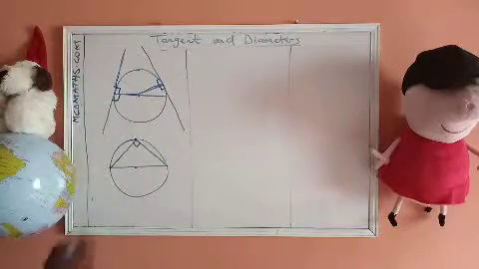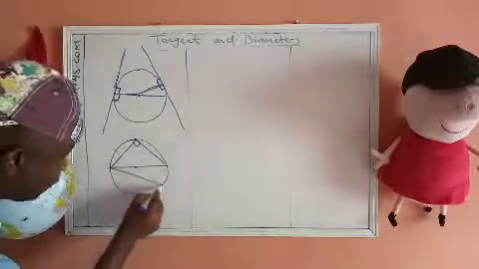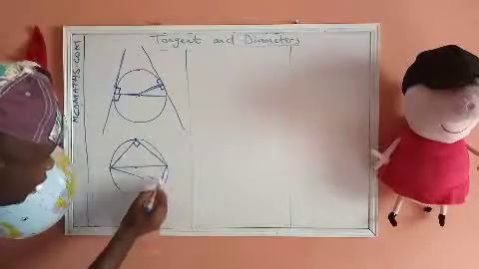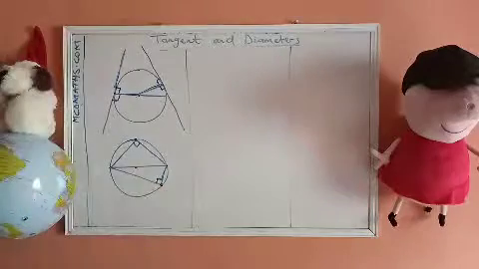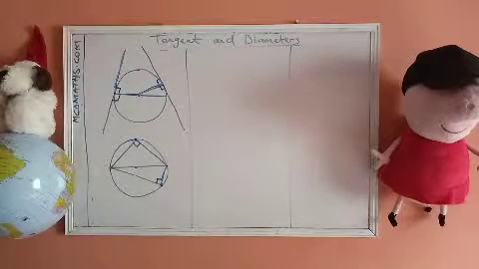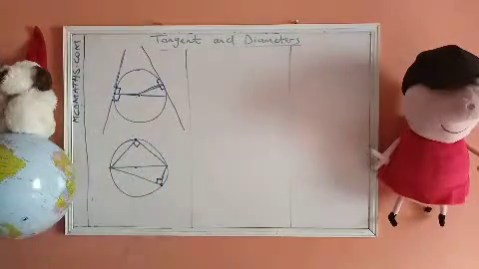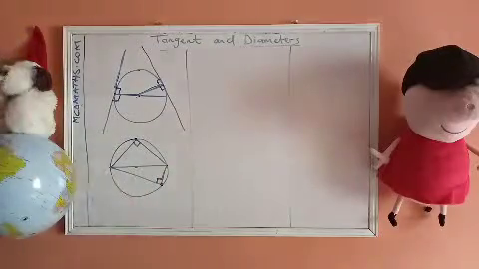Can you see that? Now, look at this diameter again. This same diameter forms another angle here. Can you see? The angle they form at the circumference is 90 degrees. So always remember that a diameter forms angle 90 at the circumference.